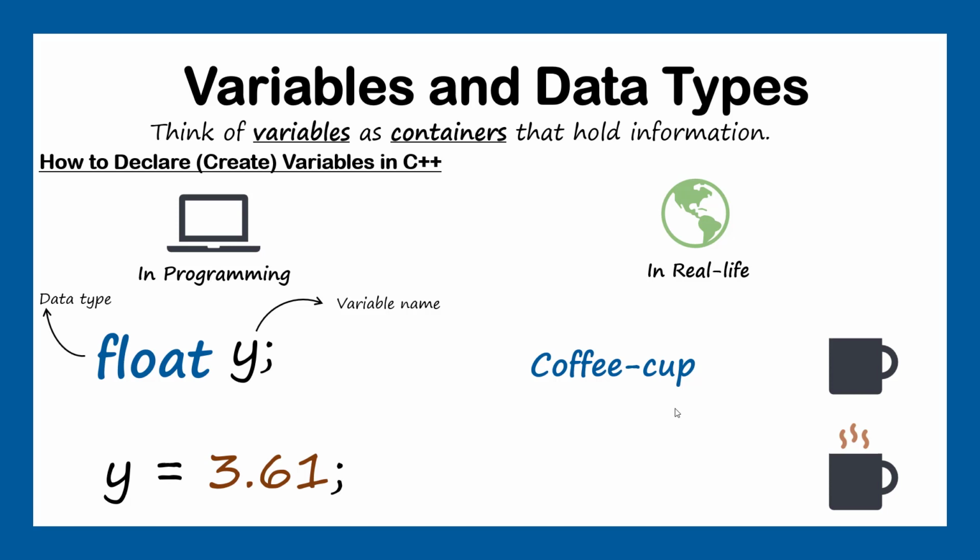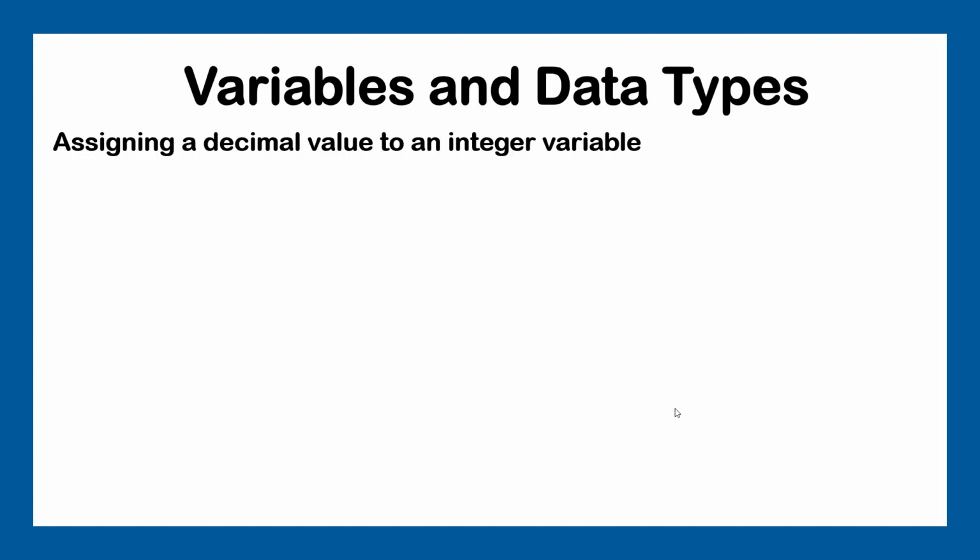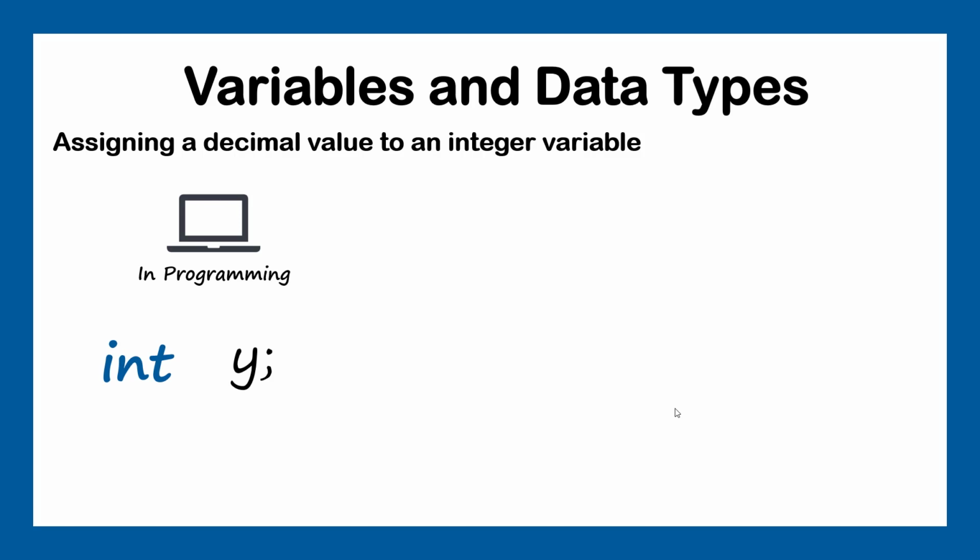Imagine that someone creates a variable of type int and then assigns a decimal to that variable. What's going to happen? Imagine that someone creates this variable, int y. So this is a variable of type int. And then he or she assigns a decimal to that variable. What's going to happen in this case? Before I tell you what's going to happen, just go to real life and see what's going to happen if we do the same thing.